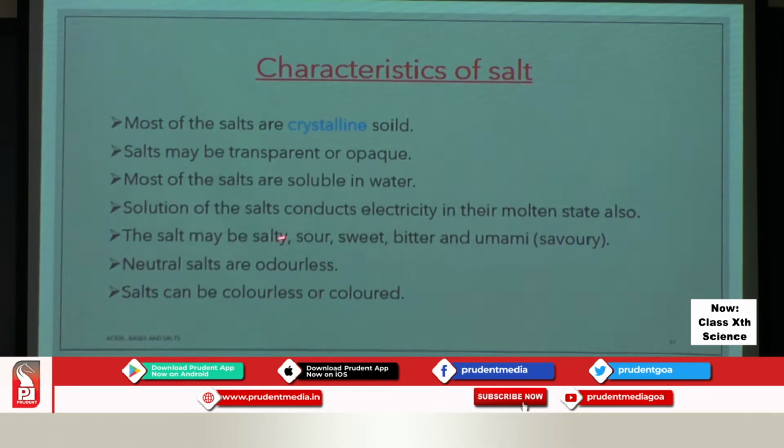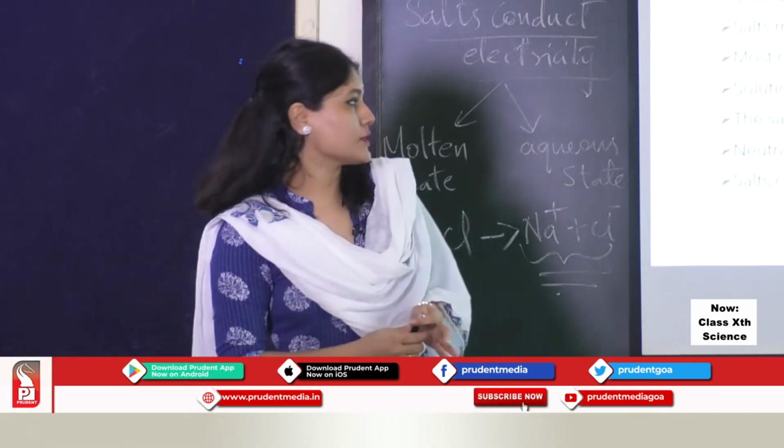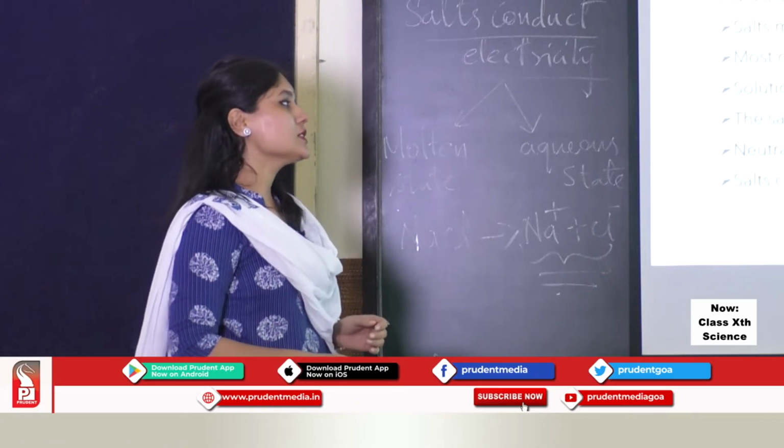The salt may be salty, sour, sweet, bitter and umami, that is savory. Neutral salts are odorless. Odorless means they do not have any peculiar smell. So if I give you salt and tell you to smell it, you are not going to get any peculiar smell. Salts can be colorless or colored.